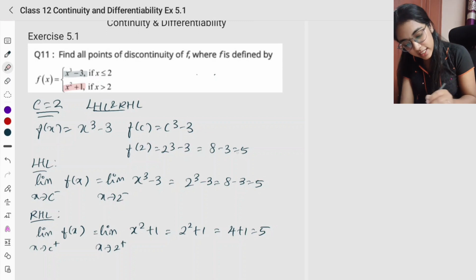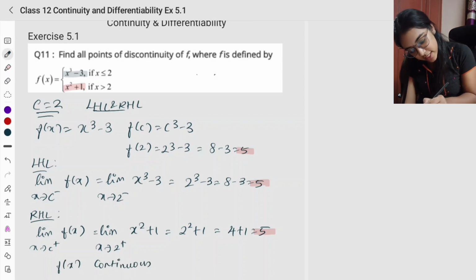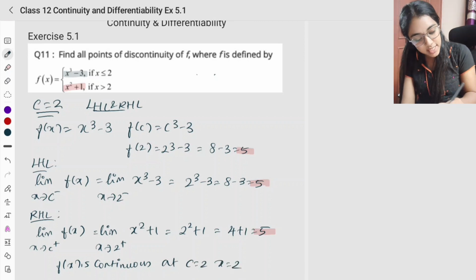So இந்த இடத்துல என்ன தெரியுது? f of c oda value is 5. The left hand limit is 5 and the right hand limit is also 5. So you see that it is continuous. f of x is continuous at c is equal to 2. அப்படினா x is equal to 2 ல continuous.